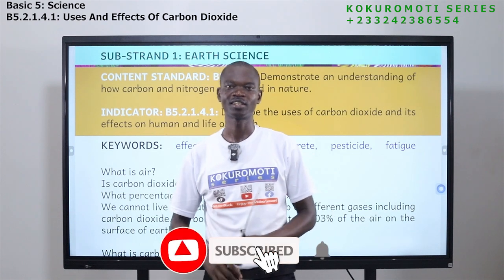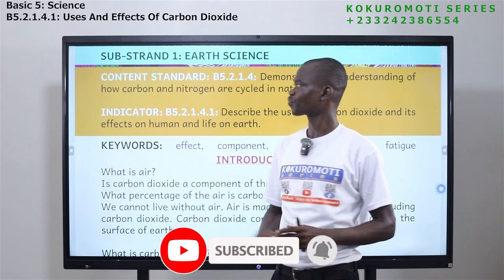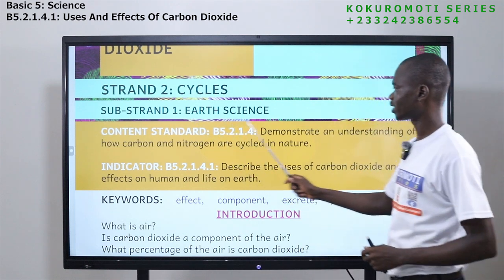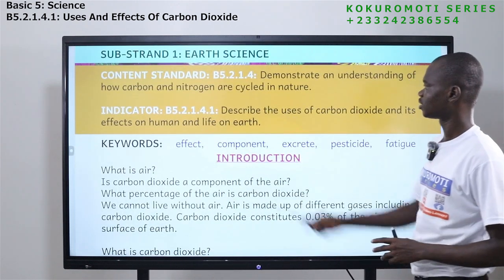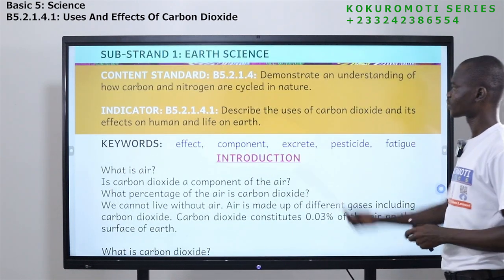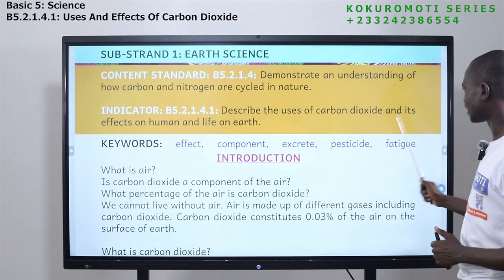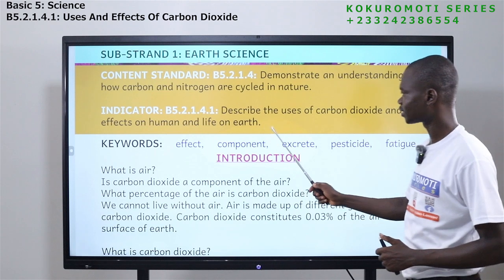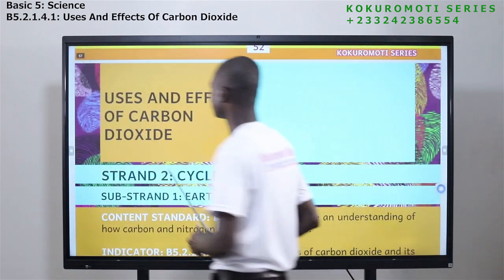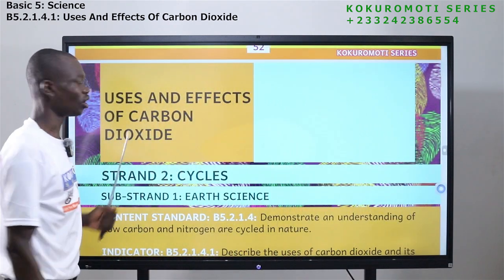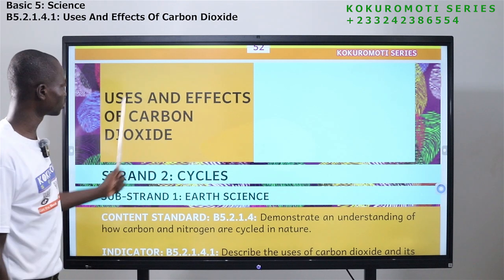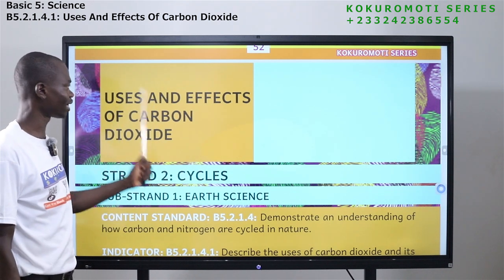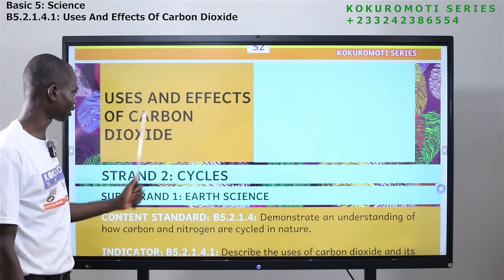Today we have science. Science for basic 5. We are looking at strand 2, cycles, substrand 1, earth science, and then let me read the indicator. Describe the uses of carbon dioxide and its effects on human and life on Earth. So today's topic is uses and effects of carbon dioxide.